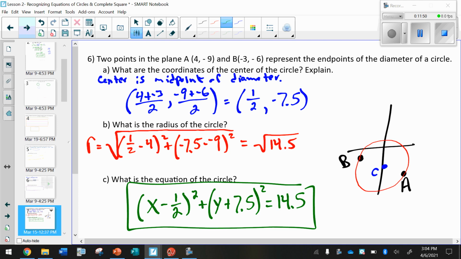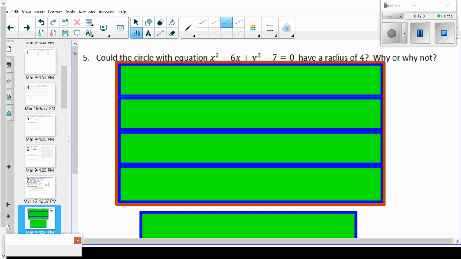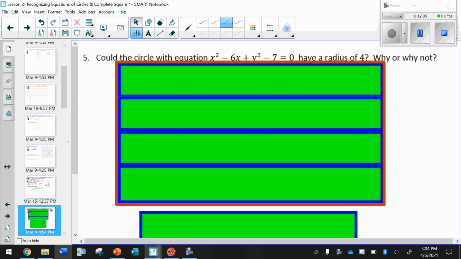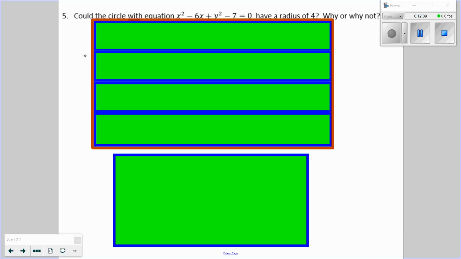All right, so could the equation x squared minus 6x plus y squared minus 7 equals 0 have a radius of 4? Could that be? Oh my goodness, I don't know. Why don't we investigate and find out? Okay, so why don't you go ahead and investigate, because I already know the answer. So what I want you to do is go ahead and complete the square, figure out the radius.